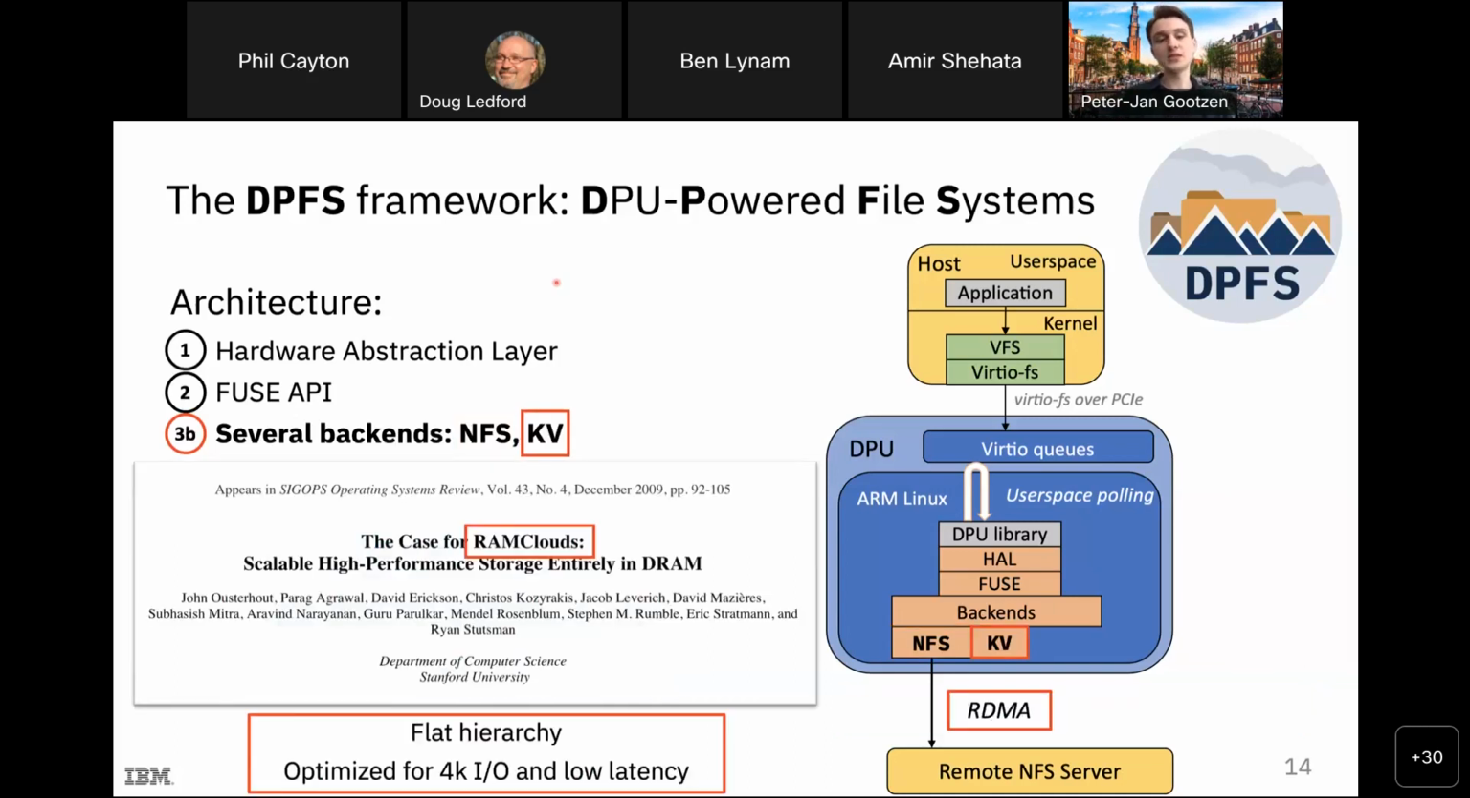The second backend that we implemented was a key value backend. And the goal of this backend was to show the possibility of specializing your backend based on your workload that's being run on the host side. And for the key value backend, we flatten the tree hierarchy to a key value store, RAMCloud in this case. And we optimize for small IOs and low latency by directly connecting the DPU through RDMA to the remote server.